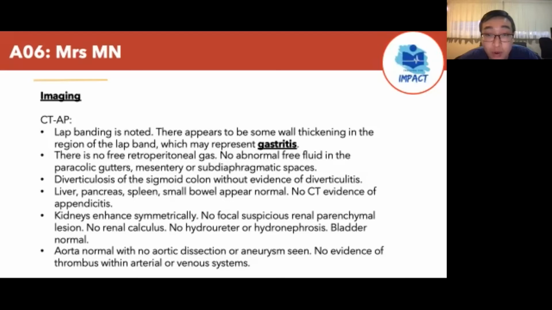Liver is normal. Pancreas is normal. So as we suspected, this isn't really pancreatitis. There's no CT evidence of appendicitis, not that we were thinking about appendicitis anyway. And there's no renal calculus and no hydroureter or hydronephrosis, so this isn't a recurrence of nephrolithiasis. And there's no evidence of thrombosis as well, so we can rule out things like Budd-Chiari and portal vein thrombosis.